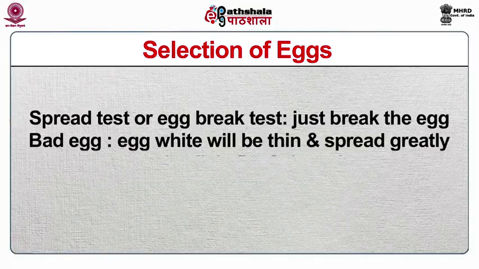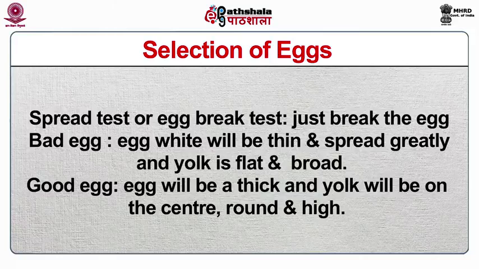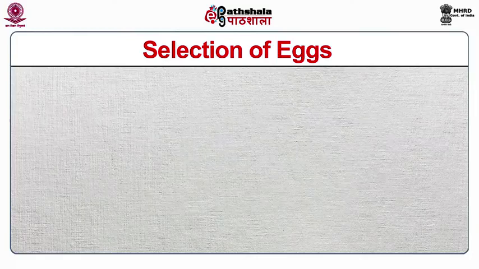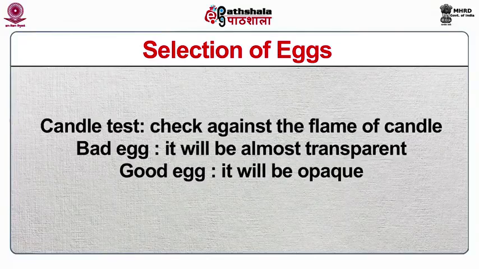Spread test or egg break test. Just break the egg. With a bad egg, the egg white will be thin and spread greatly, and the yolk is flat and broad. With a good egg, the white will be thick and the yolk will be in the center, round and high. Candle test: check against the flame of a candle. A bad egg will be almost transparent. A good egg will be opaque.